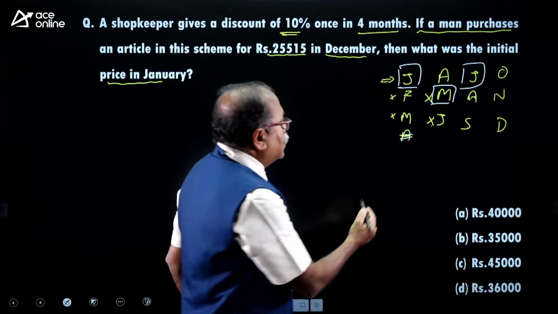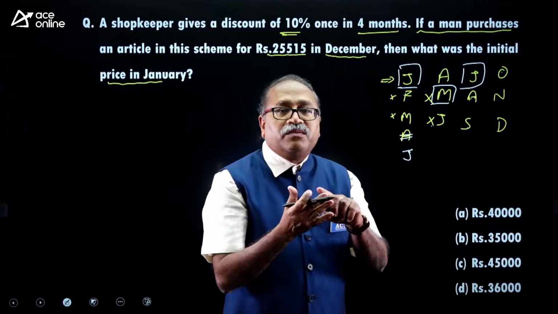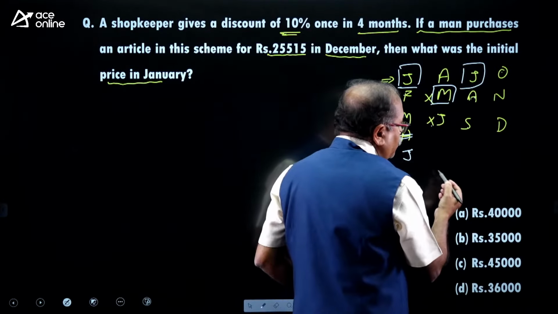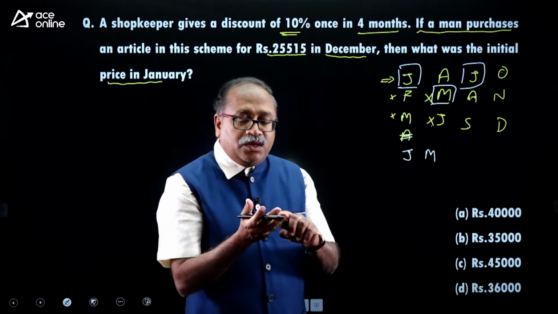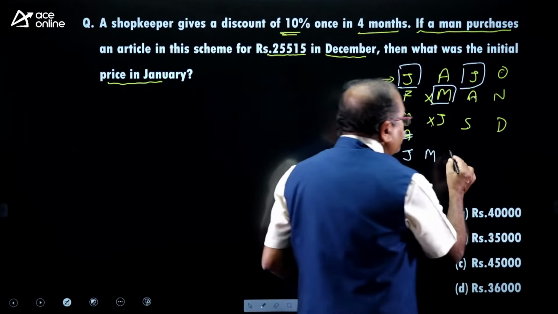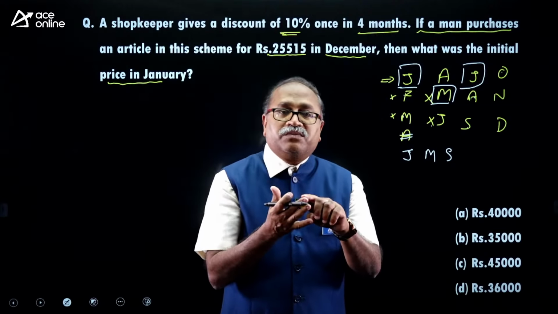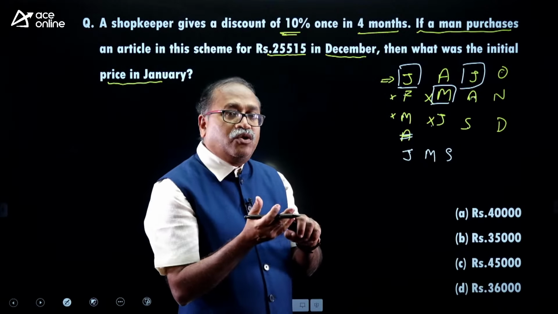That is, if there is a discount in the month of January, then February, March, April, no discount. Then May, there will be a discount in the month of May. Then June, July, August, no discount. And there will be a discount in the month of September. Then October, November, December, there is no discount.